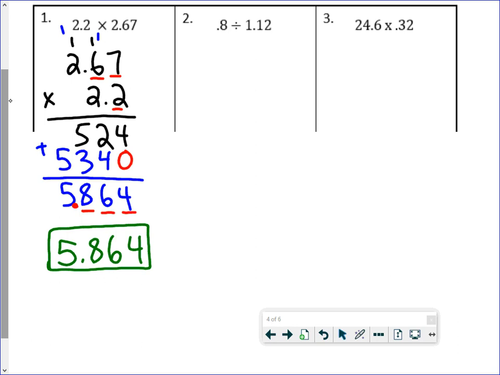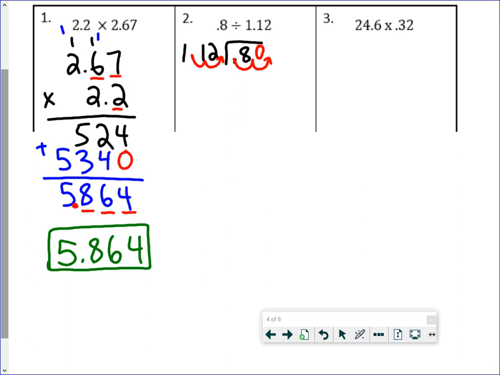All right. Let's look at the next one. 8 tenths divided by 1 and 12 hundredths. So let's go ahead and set it up. We have 8 tenths on the inside. We have our divisor on the outside. So it looks kind of tough, just looking at it like this. Now we're going to move the decimal point in the divisor twice. So we need to move this one twice. And obviously there's nothing there. There's like a space there, so we're going to add a 0 there.